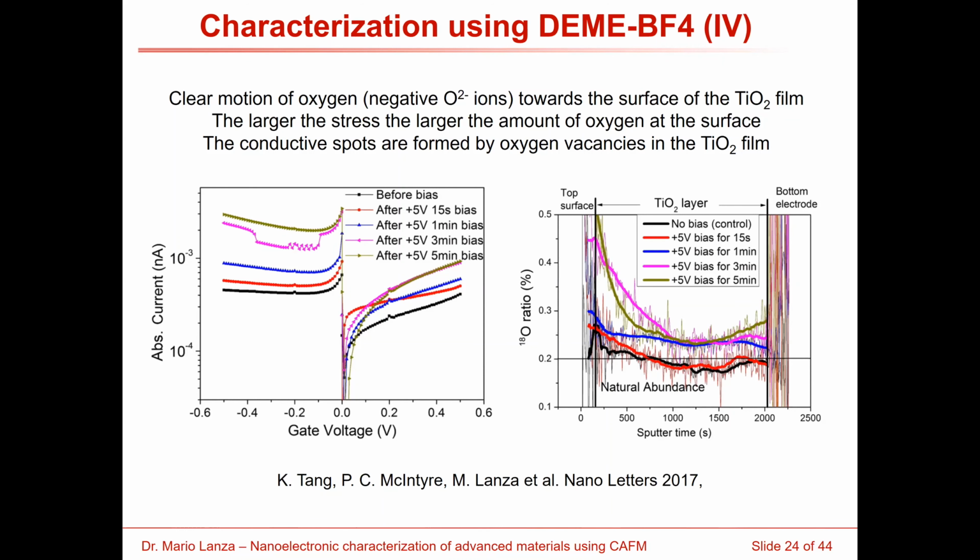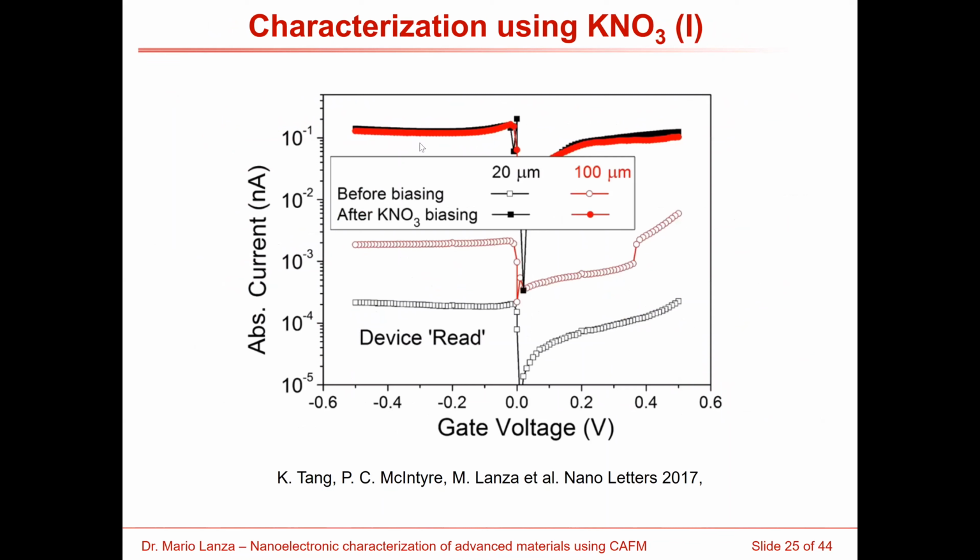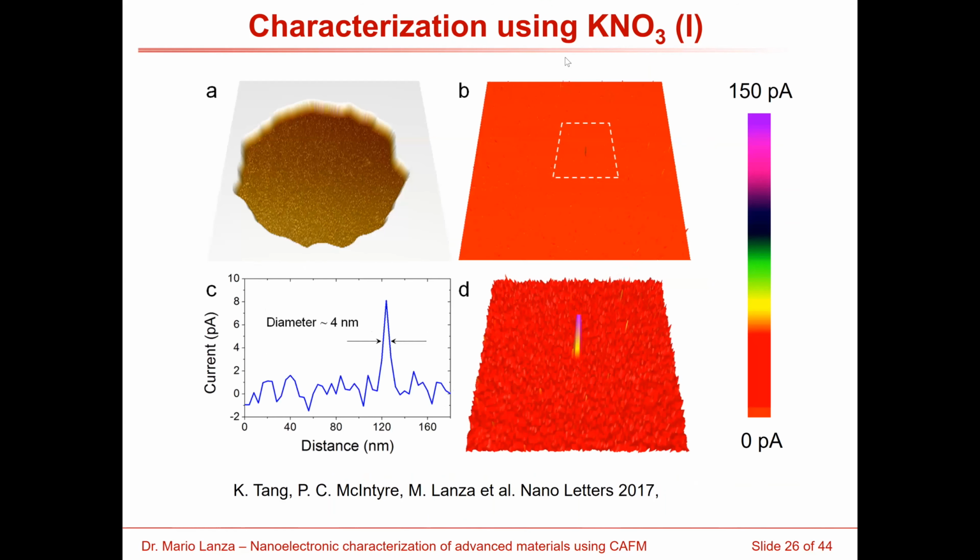In the next example, we have used a much more conductive ionic liquid, which is called KNO3, and in this case, we observe no area dependence in the low resistive state. This is indicating that the current in low resistive state is a local phenomenon driven by a single conductive nanofilament. So thanks to the conductive AFM, we can scan the whole area of this window, and we observe that there is only one location showing currents that are much higher than the others observed in the image.